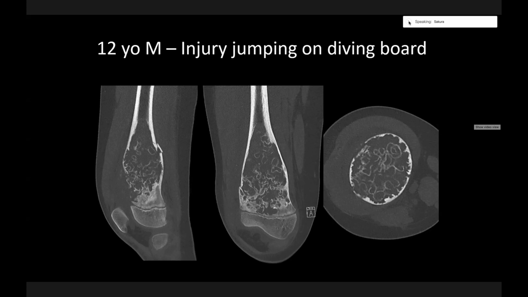Enchondroma is kind of what it looked like on the initial plain film. Anyone else have ideas? Enchondroma, I think that's all. That was in our differential.